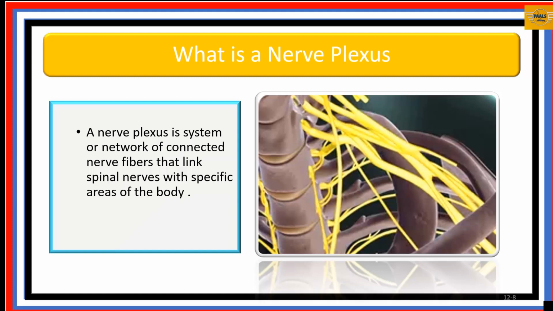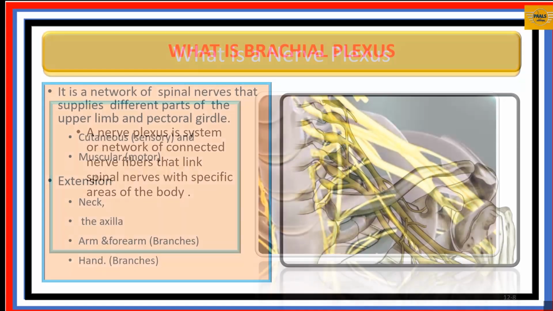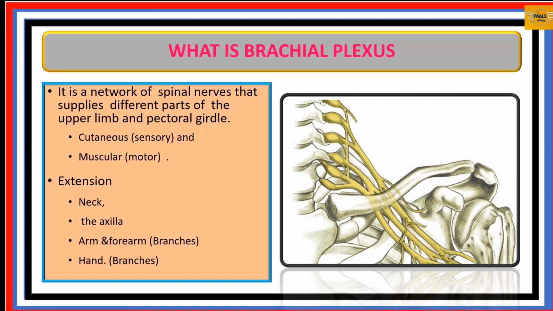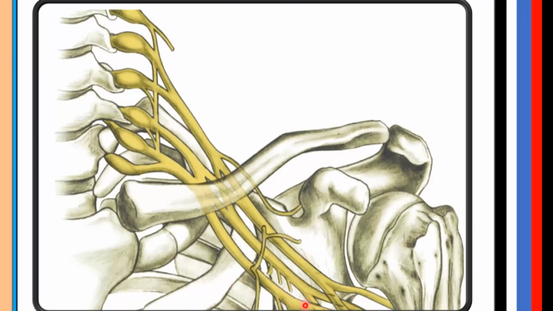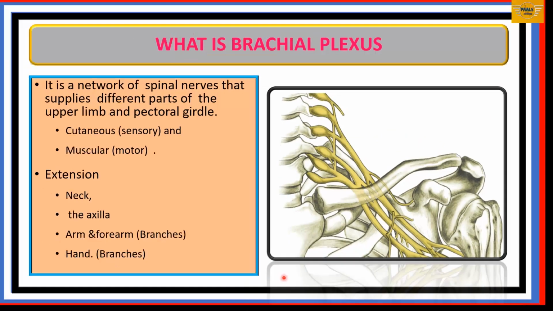So what is a nerve plexus? It's very simple. It's a system or network of connected nerve fibers that link spinal nerves with specific areas of the body. So in our case, what is brachial plexus? It is a network of spinal nerves that will supply different parts of the upper limb and pectoral girdle. This is a section of the brachial plexus. Now we see 2 levels of innervation. One is cutaneous, which is also called sensory. The other is muscular, which is also called motor.